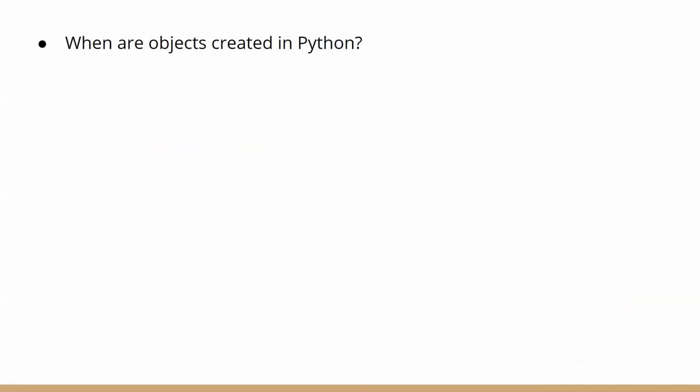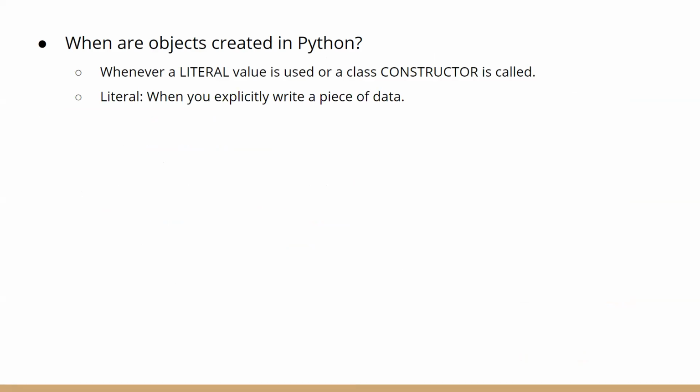When are objects created in Python? Whenever a literal value is used or a class constructor is called. Now that's very jargony. I'm going to break it down. So a literal is when you explicitly write a piece of data. So you've done this before. It's when you make a string with quotation marks. It's when you write down a number. It's when you use a Boolean, true or false. So whenever you write down the piece of data, you're creating an object that's stored in memory.